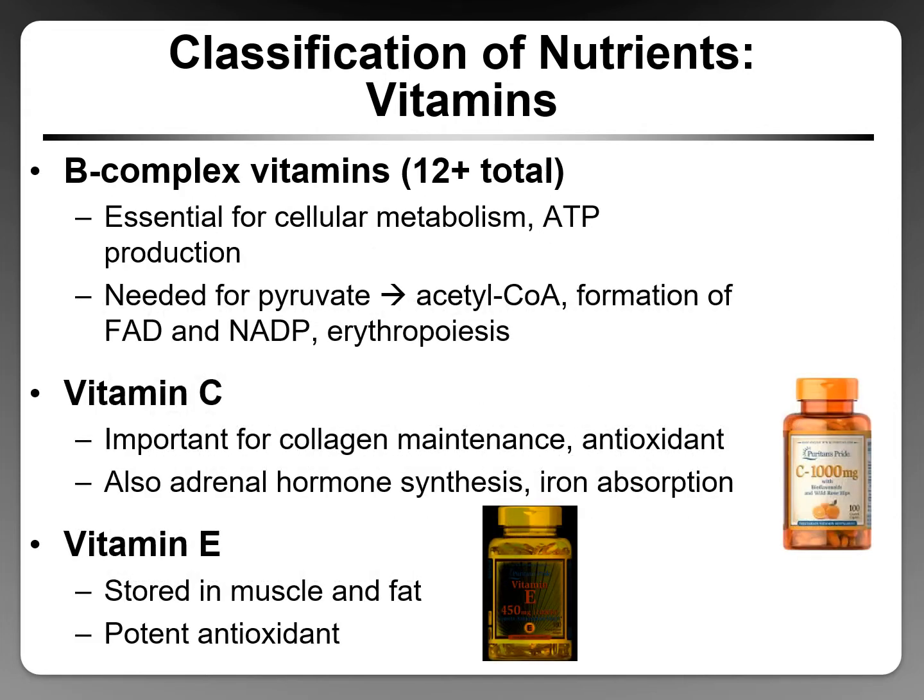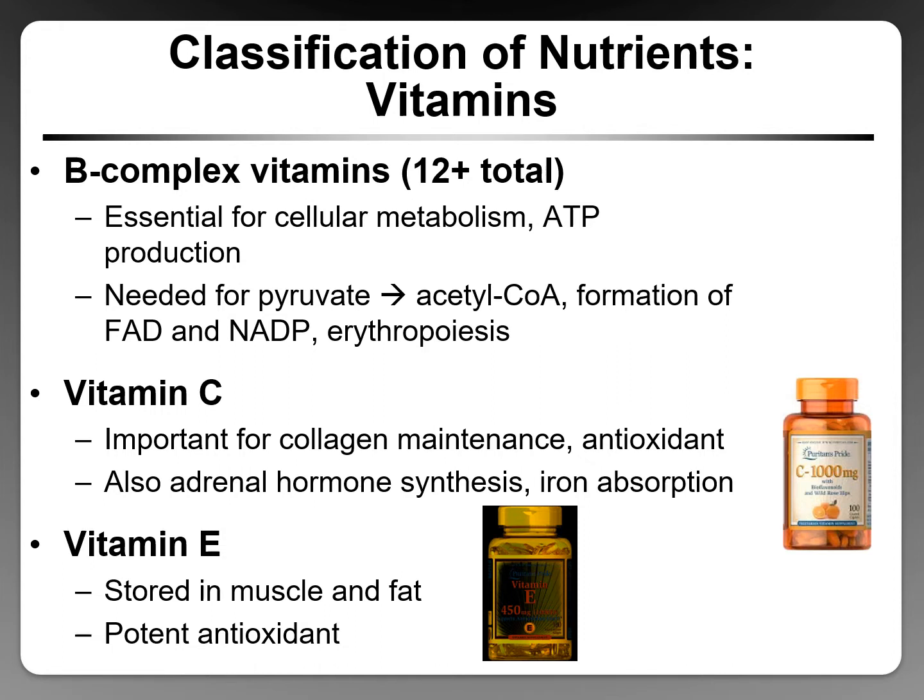So some of the vitamins that are important for exercise are the B complex vitamins and vitamin C. B complex vitamins are important for cellular metabolism and ATP production, and as you can see, they're needed in that conversion of pyruvate to acetyl-CoA that we talked about in the bioenergetics chapter. They're also important for those taxis that take hydrogen ions to the electron transport chain. Those are FAD and NAD, and for erythropoiesis. So if we're trying to make more red blood cells, B complex vitamins are going to help support that.